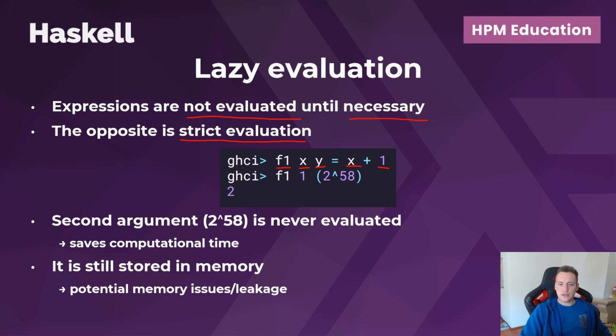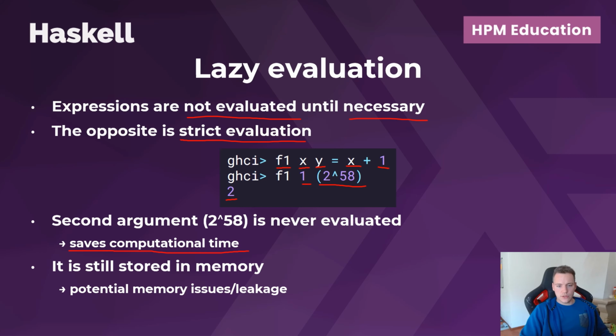If we apply this function to the arguments 1 and 2 to the power of 58, 2 to the power of 58 being some very large number that certainly needs some time to compute, this second argument, 2 to the power of 58, will never be evaluated because it's not needed. To get the result 2, we just need to take 1 and increment it by 1. So the second argument is never evaluated in this case, and this does save computational time, of course.